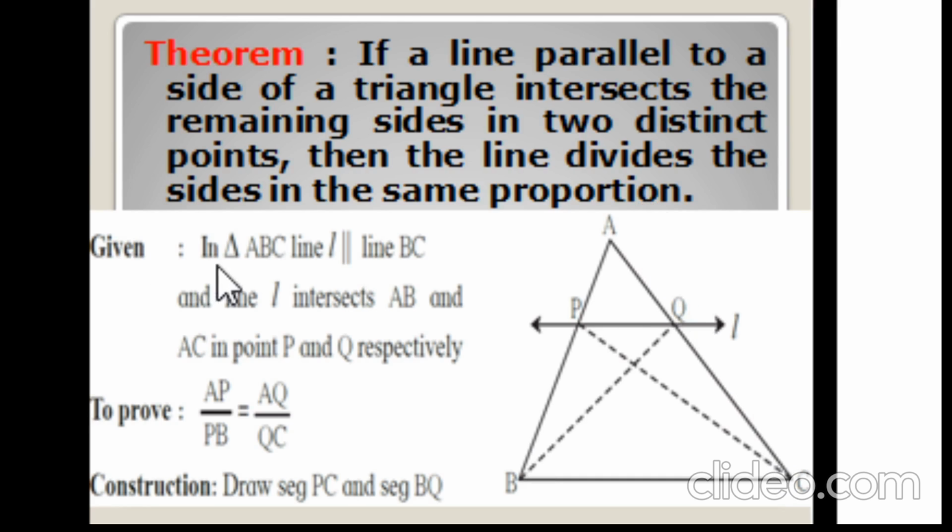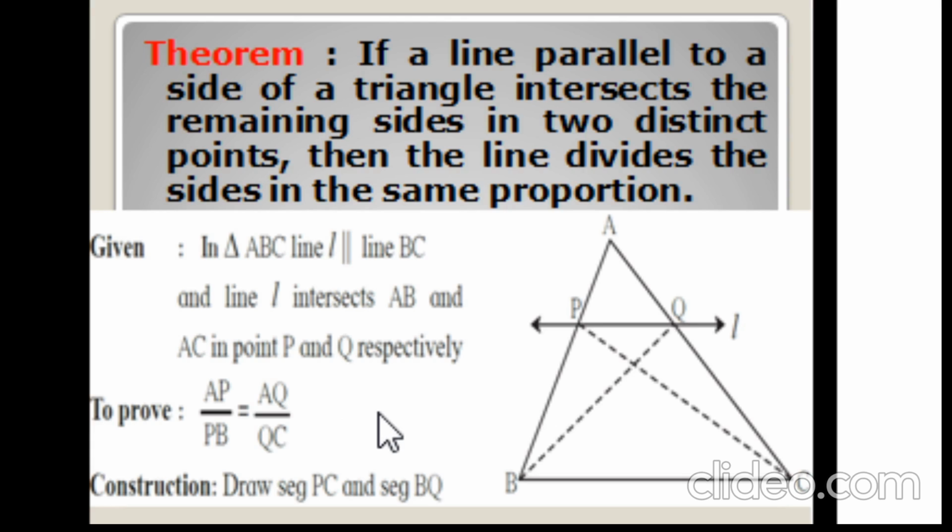Okay, so this theorem is generally asked in the exam, so you have to prepare it very well. So let's draw the triangle and a line parallel to BC. Then what is given? In triangle ABC, line L is parallel to line BC. Then line L intersects AB and AC in points P and Q respectively. Then what is to prove? AP upon PB is equal to AQ upon QC.